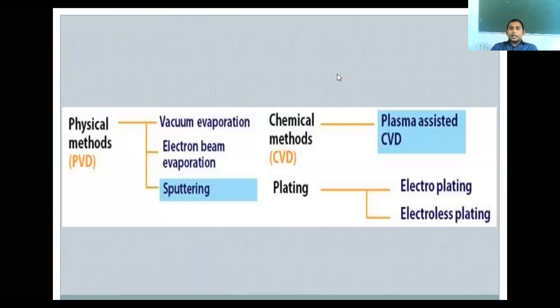Look at this slide carefully. These are the techniques, the methods to deposit a material onto a particular substrate. Which methods are available to deposit different kinds of layers onto that substrate? The physical methods, meaning PVD, physical vapor deposition. Another one is vacuum evaporation.